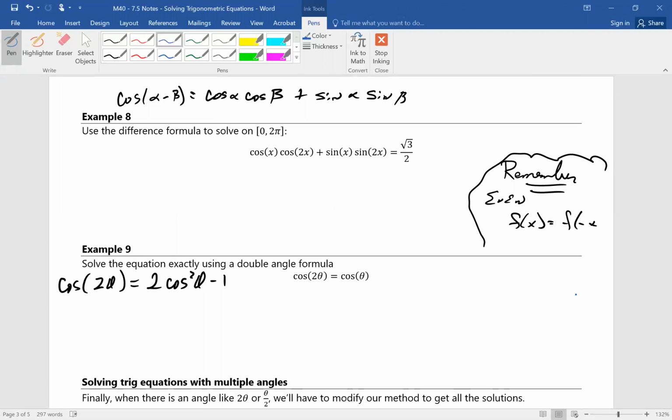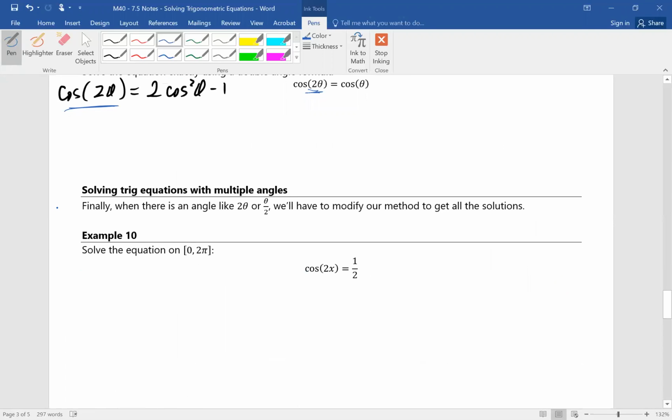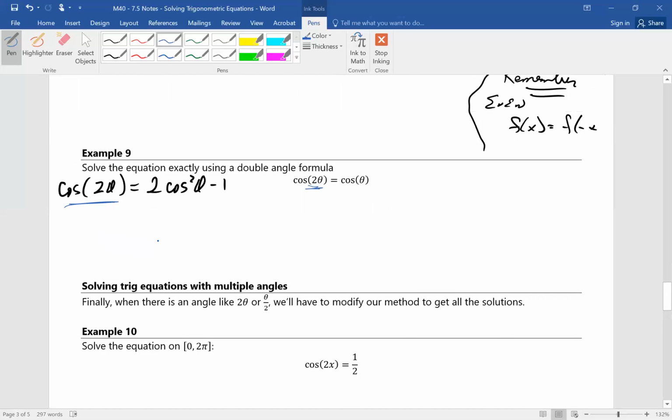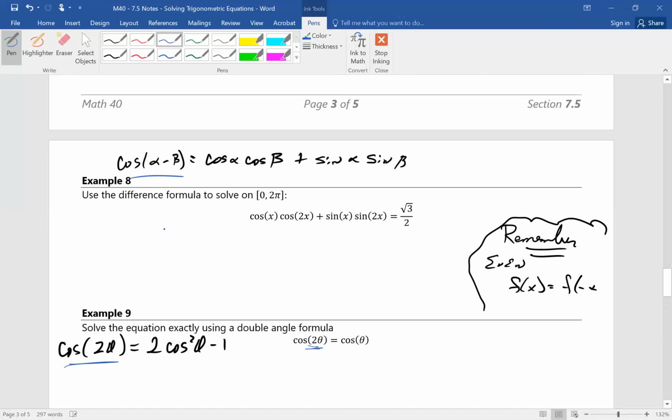Example 8, I'll give you some hints right now. I was going to ask you to use a difference formula, so I'm going to encourage you to try that. The next one is going to encourage you to use a double angle. You don't even need the hint. And the last one, I won't give you any hint on. Just give it a go. It's a little different than something we've tried before, so that one might be tough. But for now, let's just try the first two. So 8, 9, pause the video, come on back.